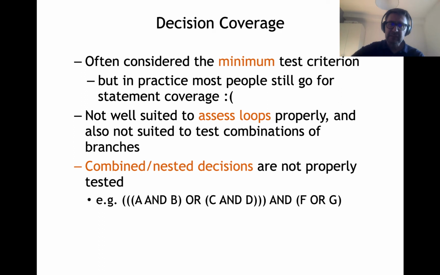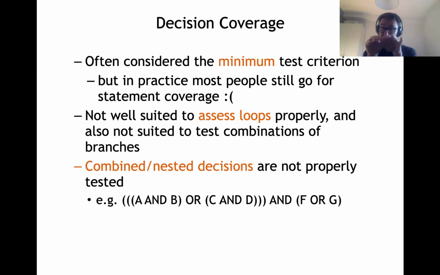The problem it has is that it's not well adapted to loops, and it's not good for testing combinations of branches. We are only checking that we covered every edge once. We are not looking at the combinations of different edges, right? So we're still not getting a complete coverage of all the types of execution there can be. So combinations are not covered fully. And then nested decisions, combined decisions are not properly tested.